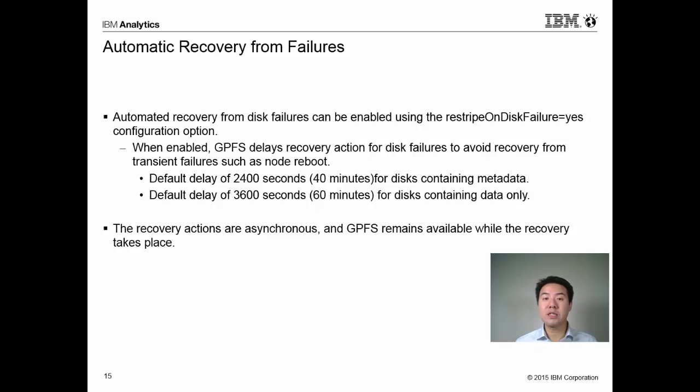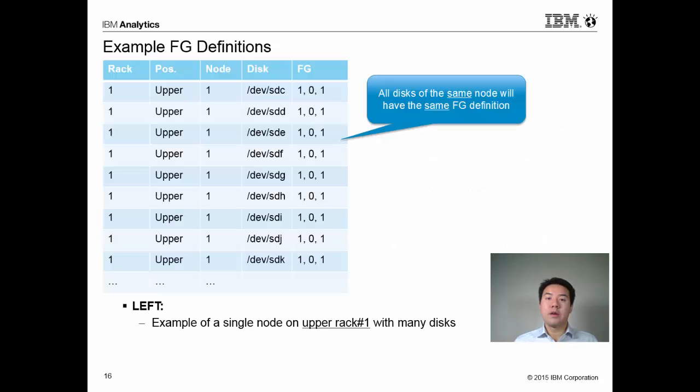Now, how does GPFS differentiate between, say, a server reboot, which would temporarily make the node unavailable, versus a true server failure? Well, there are thresholds defined in the system, and by default, our best practice is to configure a delay of 40 minutes or 60 minutes, depending on whether it's metadata or regular data, before we start this restripe process. So this allows you to take down the node for a quick maintenance patch reboot without causing a restripe operation.